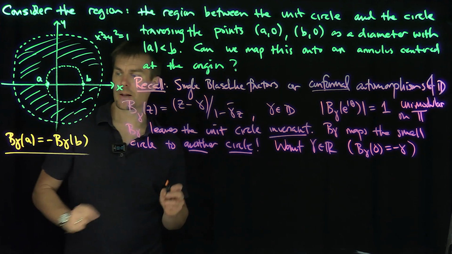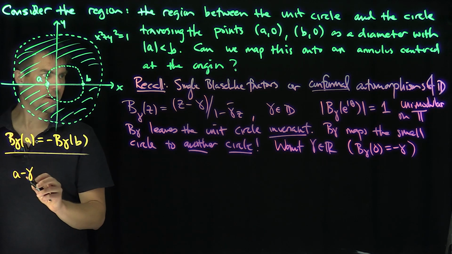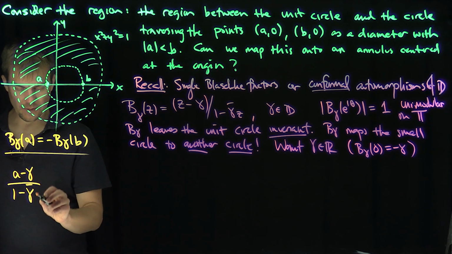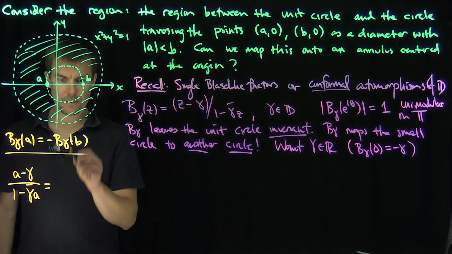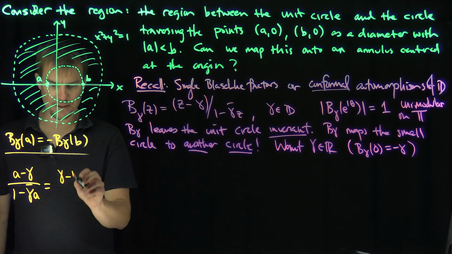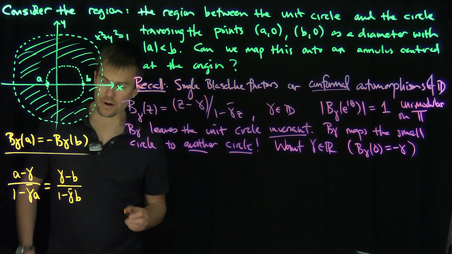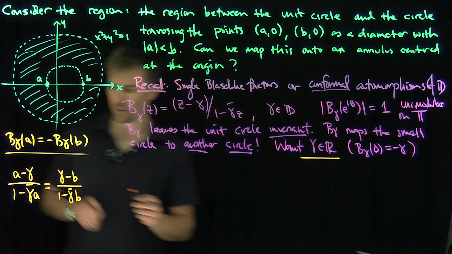So this is possible. Let's check. What would that say? That would say I need (A minus gamma) over (1 minus gamma bar A) to be equal to negative (B minus gamma) over (1 minus gamma bar B). But remember, I don't need the bars, because I'm assuming that gamma is a real number.